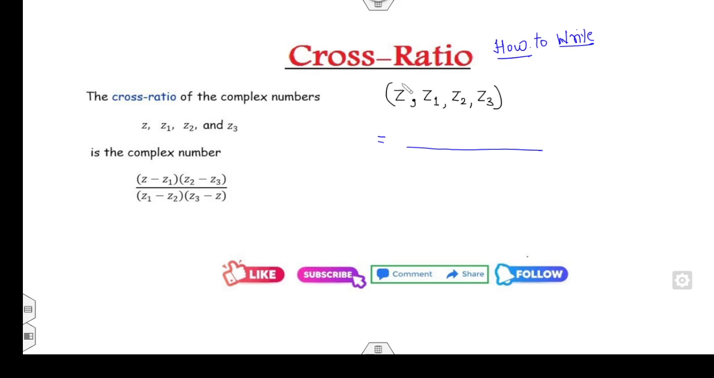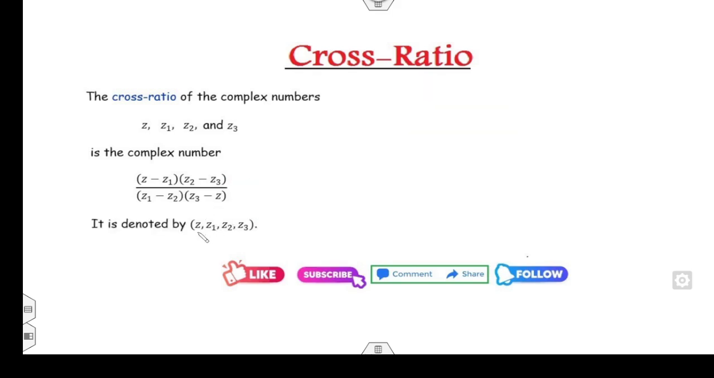Firstly you subtract them: Z minus Z1. Fine. Then for the second part you write in the denominator Z1 minus Z2. Then for the next part Z2 minus Z3, and for the last case Z3 minus Z. And this is the way you can write the cross ratio of the complex numbers. It is denoted by the tuple Z, Z1, Z2, Z3.